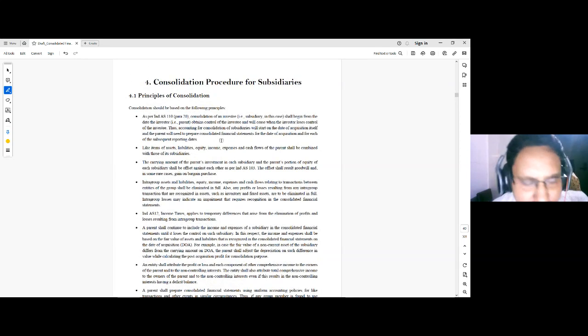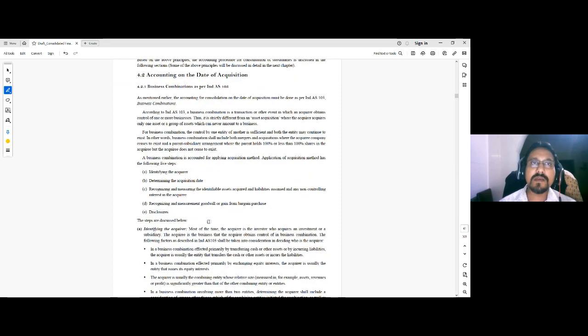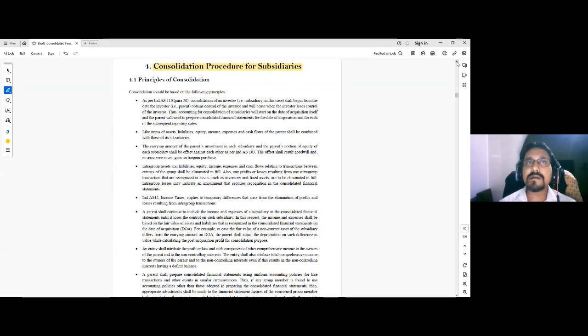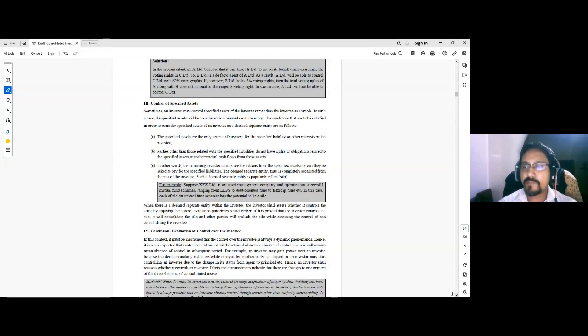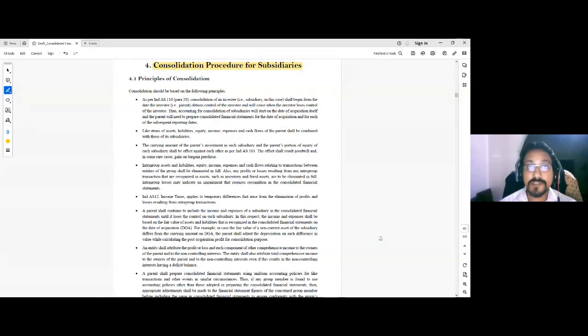Consolidation procedure for subsidiaries. As I have already mentioned, for examination purposes, consolidation with subsidiaries will be important. So mainly we will be covering this consolidation procedure for subsidiaries. When we are preparing consolidated financial statements, there will be a two-phase approach. First of all, consolidation will be required to be done on the date of acquisition, and then consolidation will be required to be done on all subsequent reporting dates.